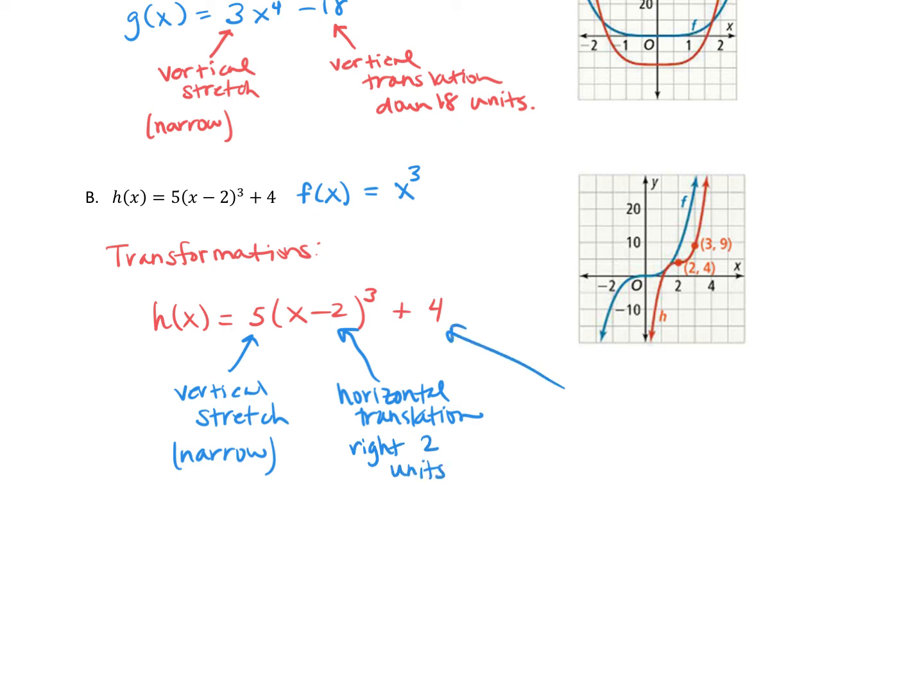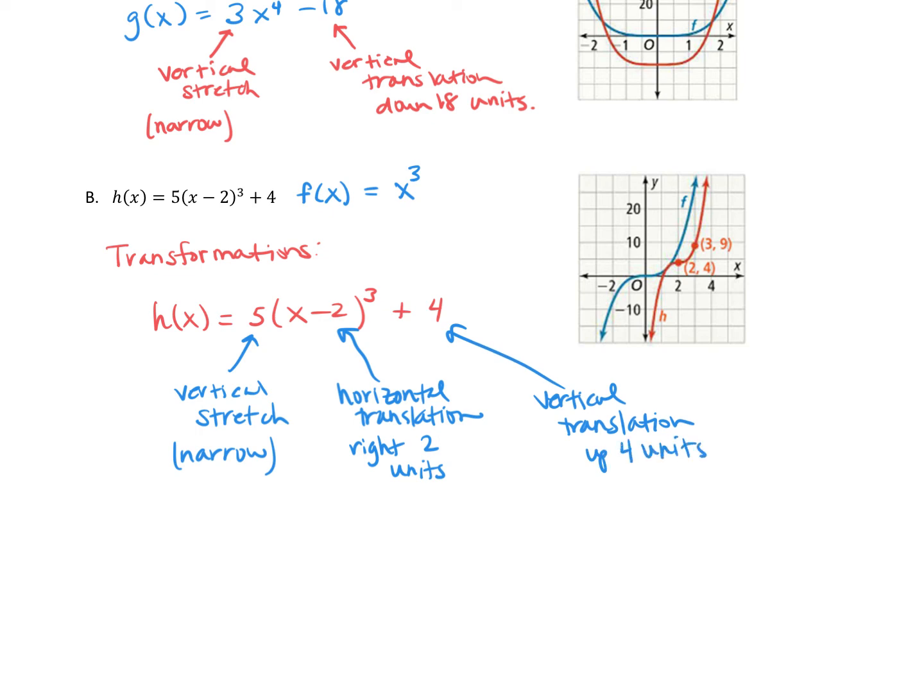And then we've got this plus 4 on the end. We saw something similar in the last example. That is a vertical translation. And because it's plus 4, it's going to translate up 4 units.